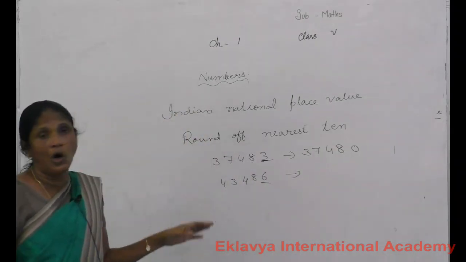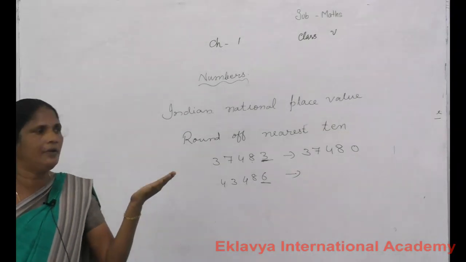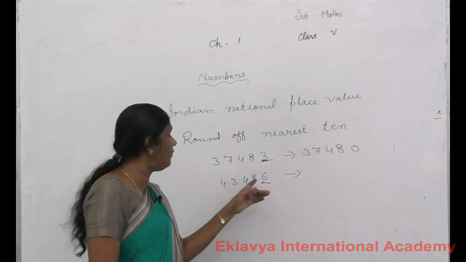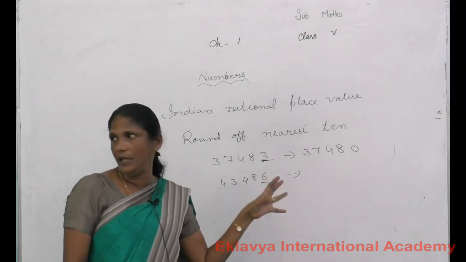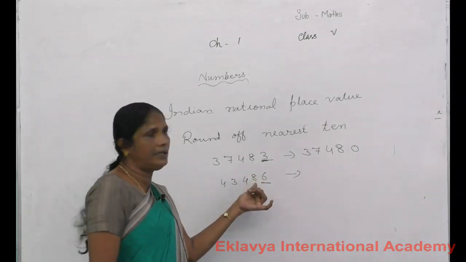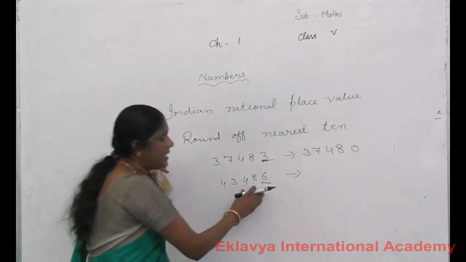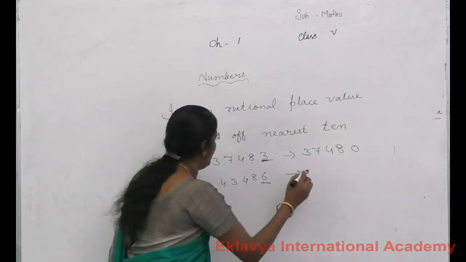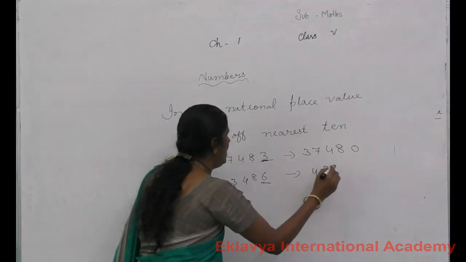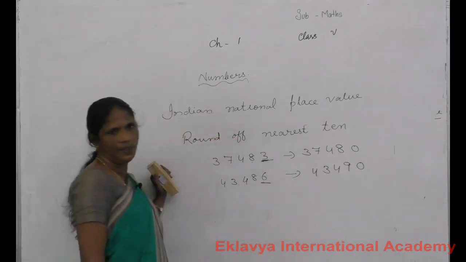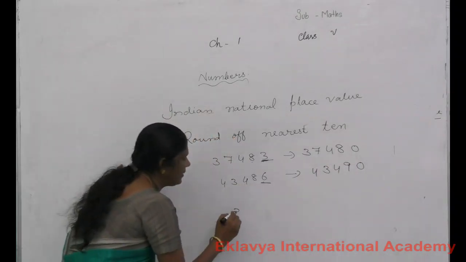Next example 6. If 5 or greater than 5 comes in the ones place, we add 1 in the tens place. Here which digit comes in the ones place? 6 comes in the ones place. The answer is 43490. Understand?